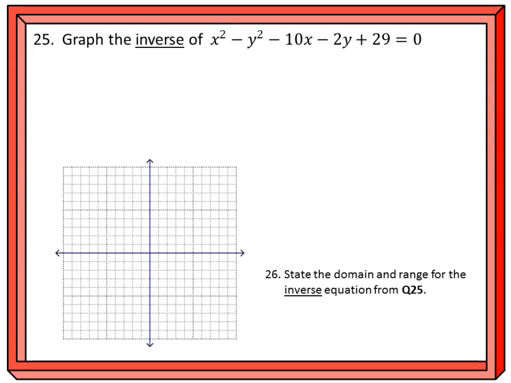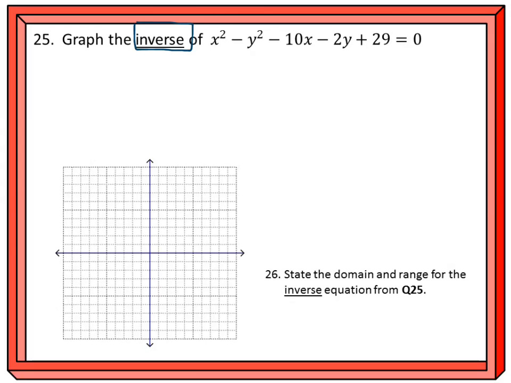Graph the inverse of x squared minus y squared minus 10x minus 2y plus 29 equals 0. Since it says graph the inverse, we can do this one of two ways. We can either switch the x and the y now, or we can complete the square and switch at the end. Let's switch it at the end just because there's two x's and two y's. We don't want to get confused here.